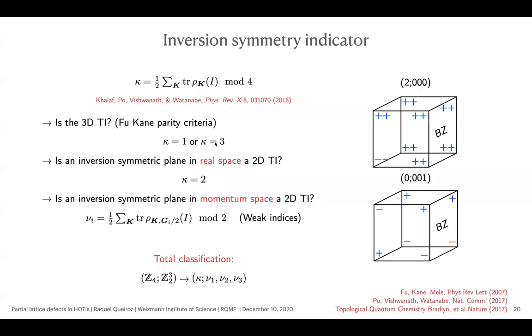So if it's one or three, I know I have a strong topological insulator. But it actually captures a little bit more than that. It captures the question: is there any inversion symmetric plane within the sample which is a two-dimensional topological insulator? And that's kappa equals two. And that's kind of the flip side of the coin of: is there an inversion symmetric plane in momentum space which is a 2D TI?